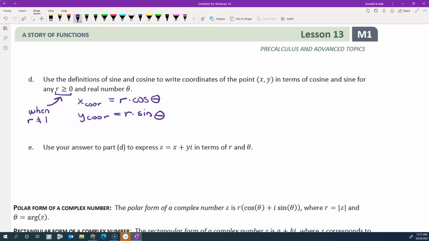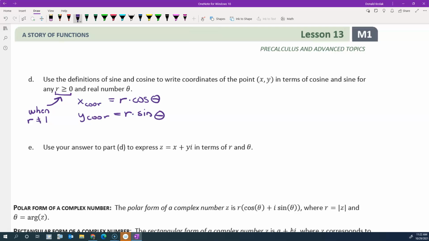Can r be a negative number? Can the radius of a circle be negative? No. R is always a positive value. Okay? That's why it says if r is greater than or equal to 0.